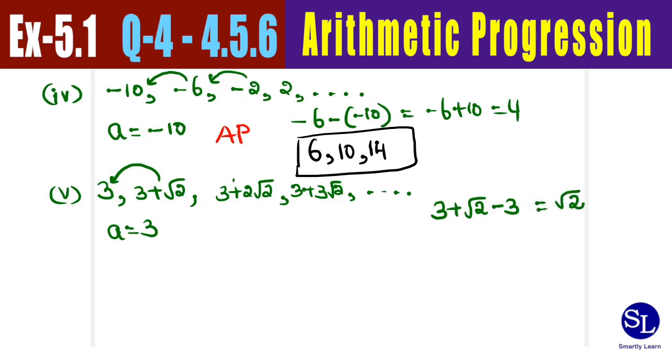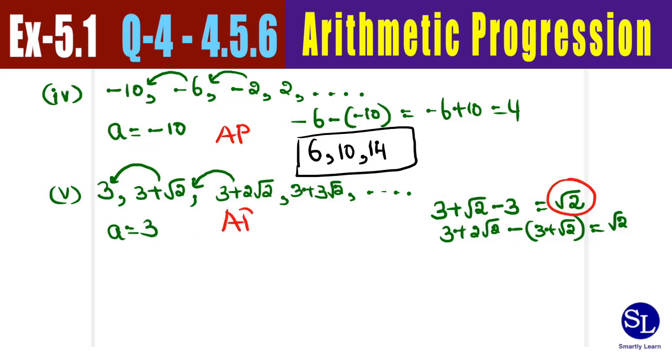Now let's check if the common difference holds. So 3 plus 2 root 2 minus of 3 plus root 2 will fetch again a root 2. So this time we understand it is an AP with common difference root 2.